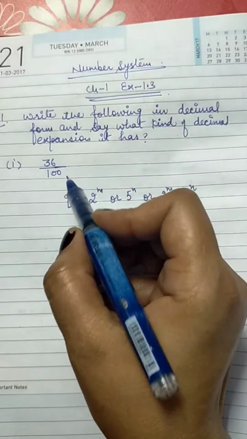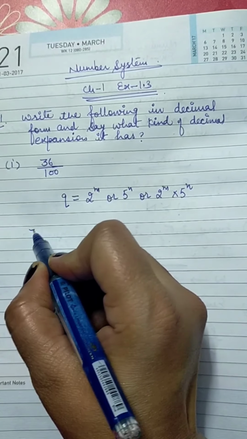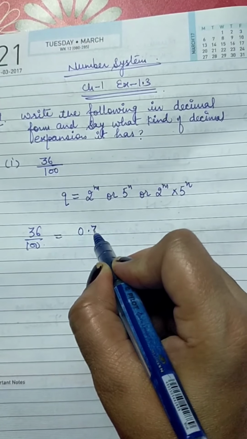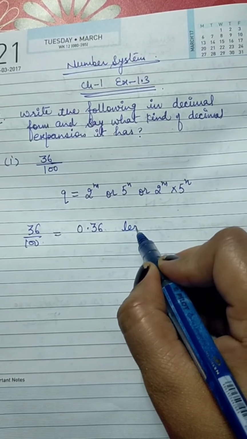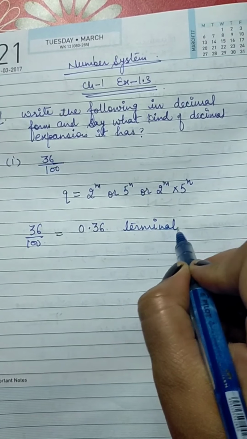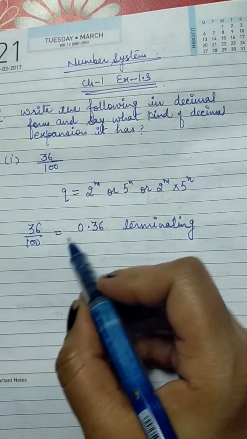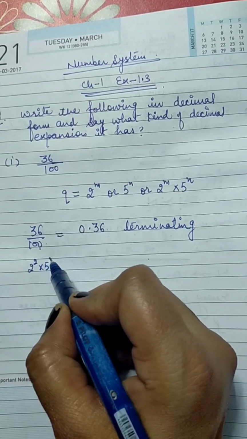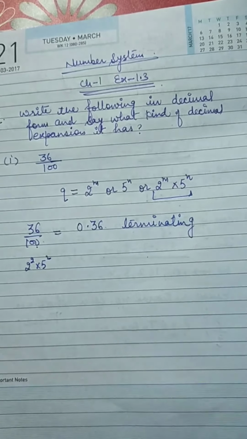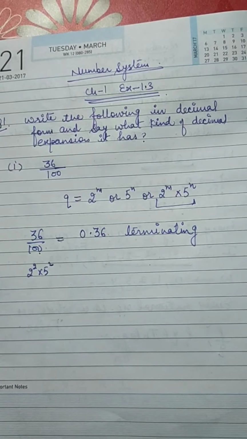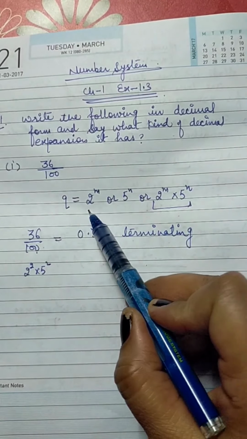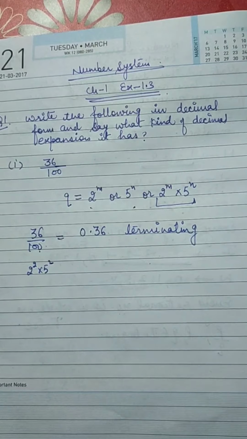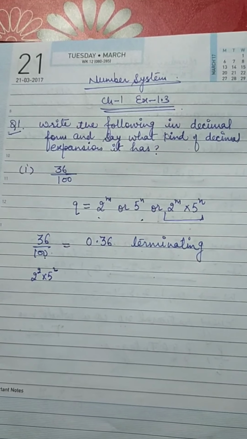Here we have 36 over 100, so I can write it this way, 0.36. So this is terminating. If you want to check how it is terminating, you can see 100 can be written as 2 raised to power 2 and 5 raised to power 2. So it fulfills this condition as well. So if the denominator is in the form of 2 raised to power m or 5 raised to power n or 2 raised to power m into 5 raised to power n, then the decimal expansion will be terminating.